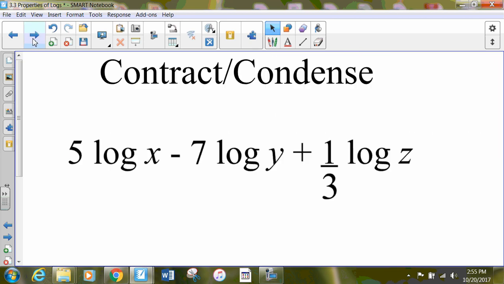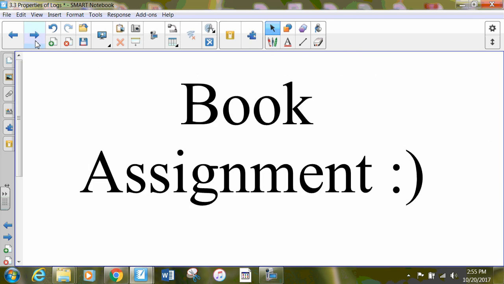All right. We've got marker boards, we're contracting, we're condensing, and you have a book assignment. I did that because WebAssign might be a nightmare to try to get these long, complicated answers in. So please do your book assignment, check your answers. They're all odd questions, and remember that practice makes permanence.